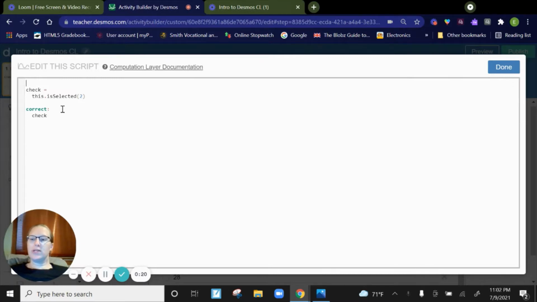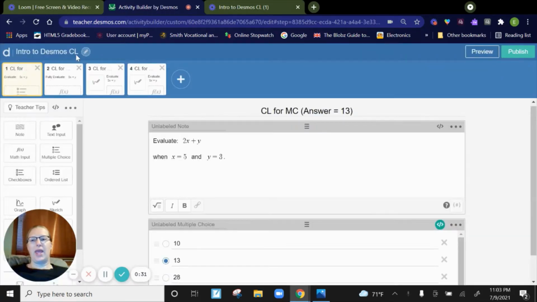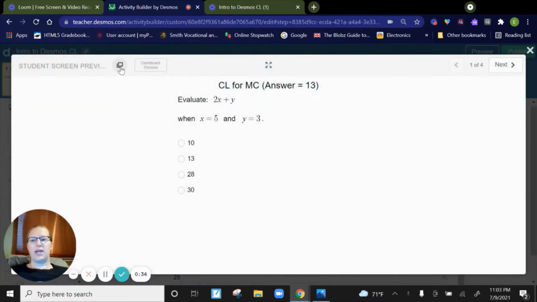This one was a multiple choice, so it had check equals this is selected, option 2, so the second thing down on the list was the one that was correct, and then we write correct check. And that will give you on the dashboard an X if it's the wrong answer and a check if it's the correct answer. Again, that correct check and the wrong X only show up on the teacher side of things. This is not something that will show up for students, not even in this window. That only shows up on the preview.